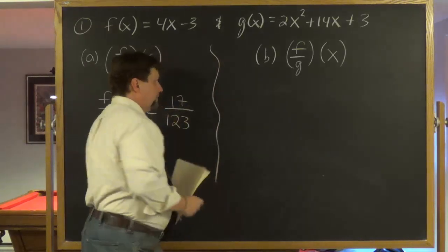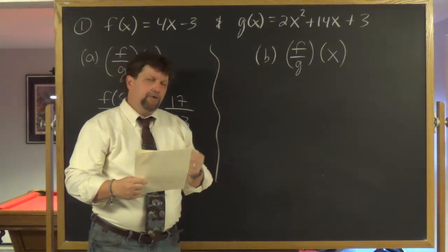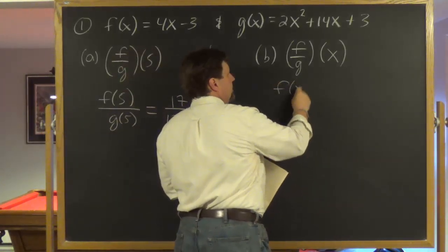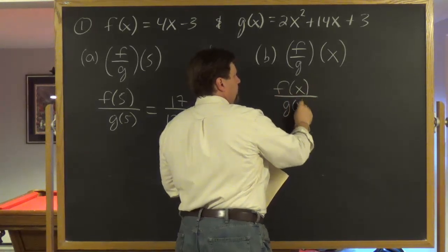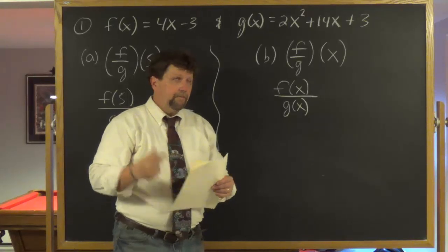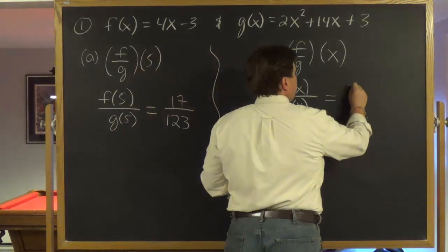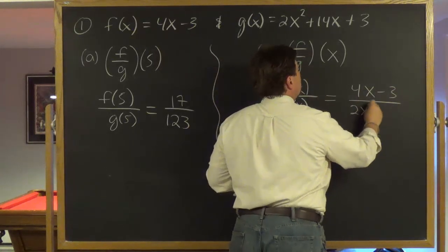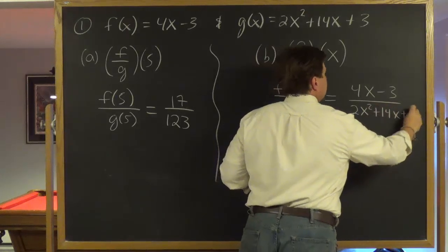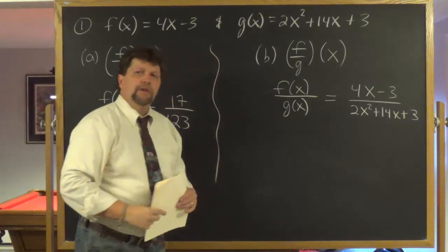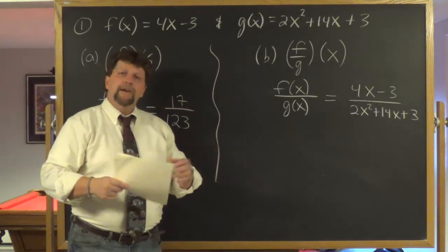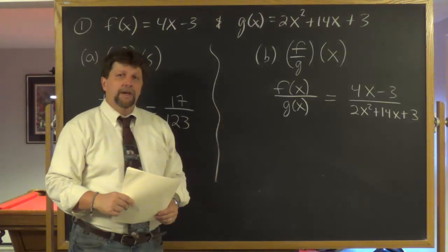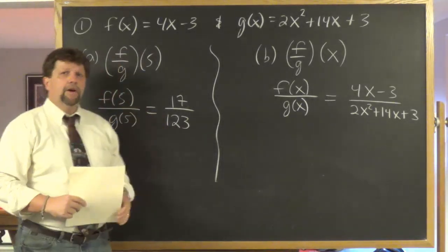Now in part B, to get the f divided by g of x, well folks, it's just taking f of x and dividing it by g of x. That's all it is. So what's f of x? It's 4x minus 3. And what's g of x? Well, g of x is 2x squared plus 14x plus 3. And for this one, there's no simplification that could take place. If I'd done f times g of x, I would then actually multiply it out, but there's nothing more I could do there. So that's it for number 1, part A and part B.